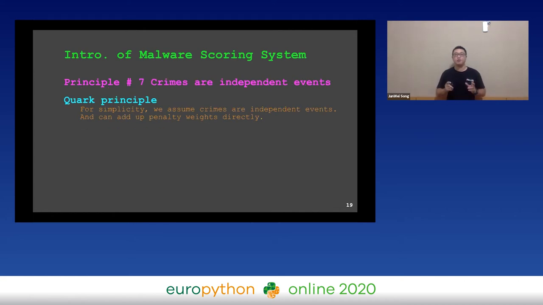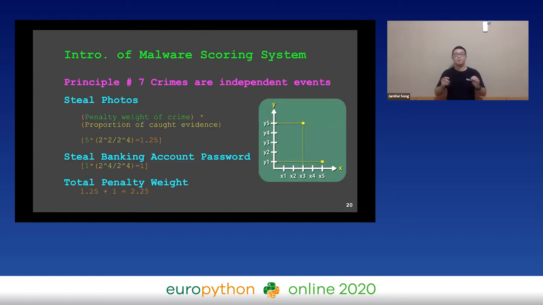All right, principle number seven, crimes are independent events. So for simplicity, we assume crimes are independent events and penalty weight can be added up directly. So this is an example of adding up two crimes. In the malware, we find two crimes. There are stealing photos and stealing your banking account password. So the calculation of the total penalty weight actually is quite simple. For each crime, we use penalty weight of crime to multiply the proportion of caught evidence and add up the results of the two.